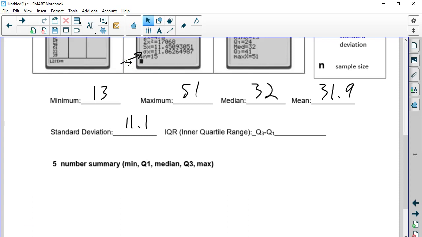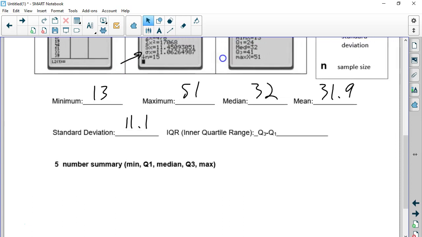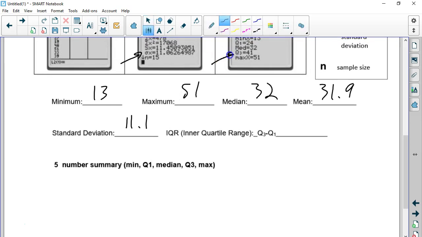And then the IQR, which is just Q3, Q3, 41, minus Q1, 24. So 41 minus 24 gives us 17. And then how do we write the 5-number summary? We just write those numbers like so.